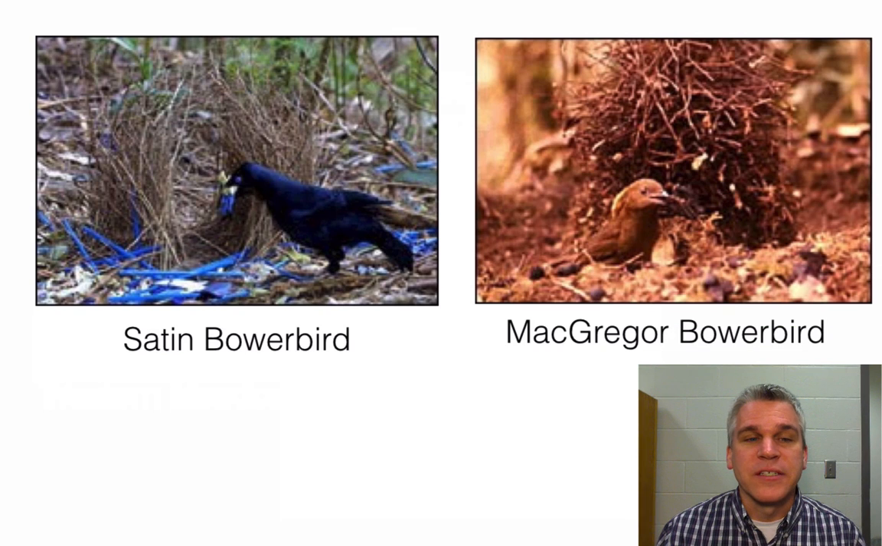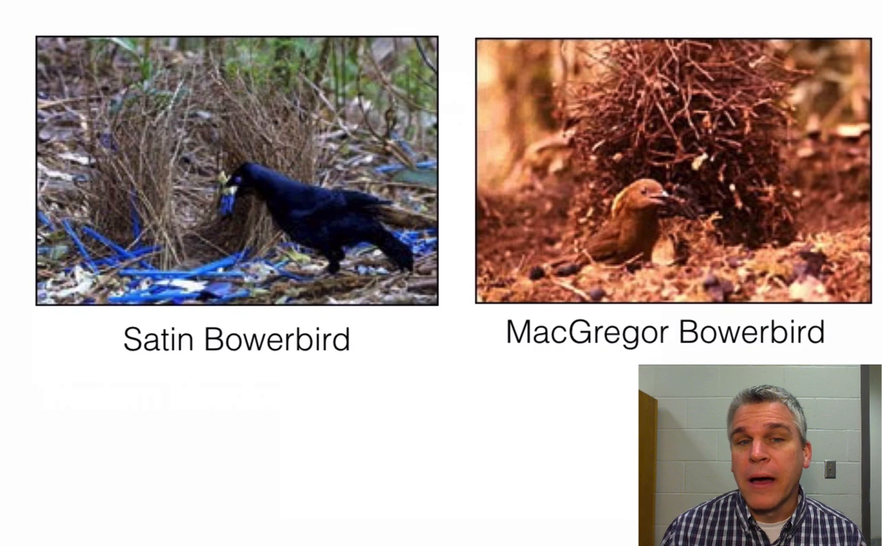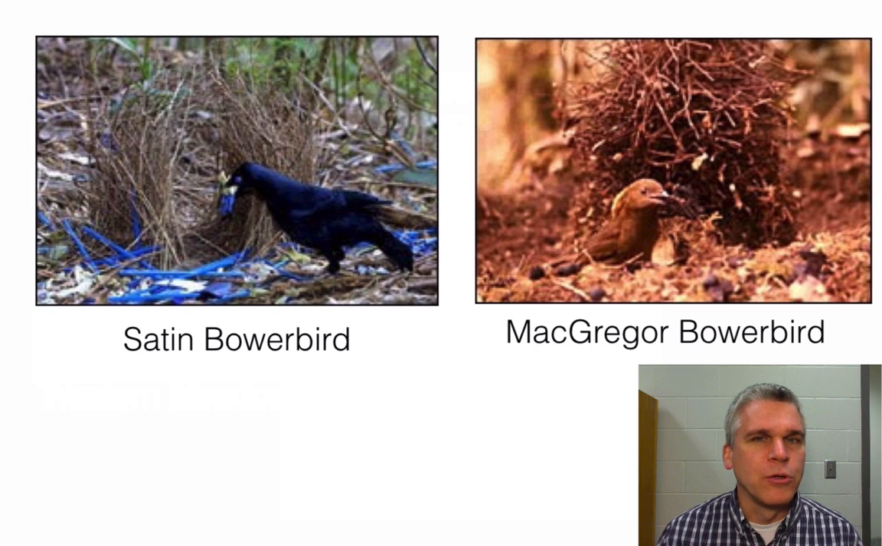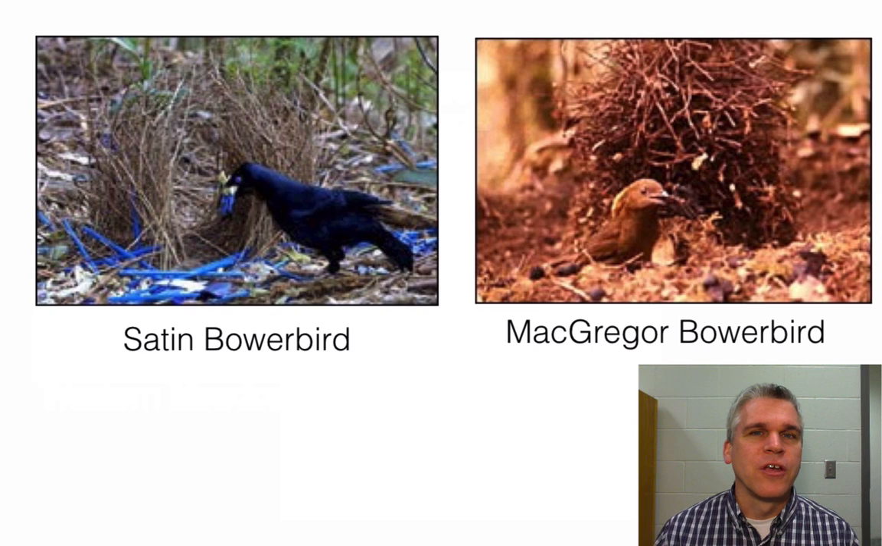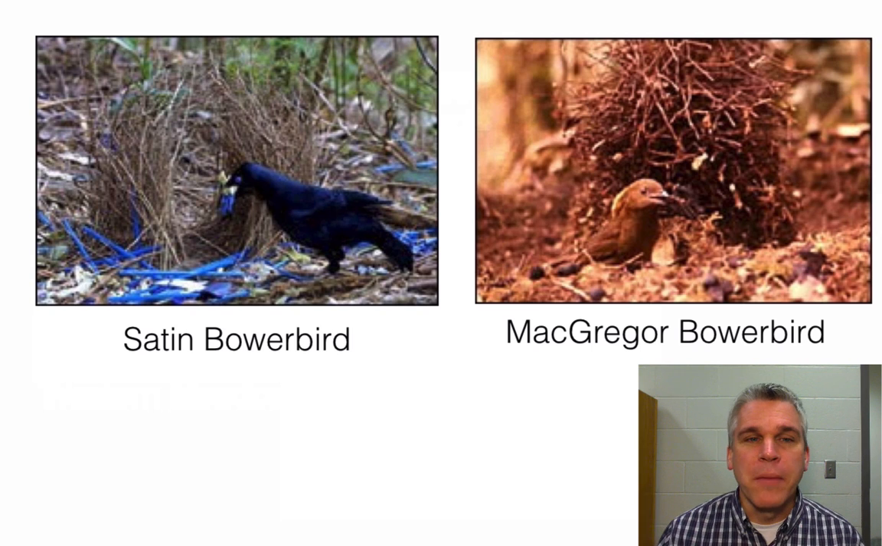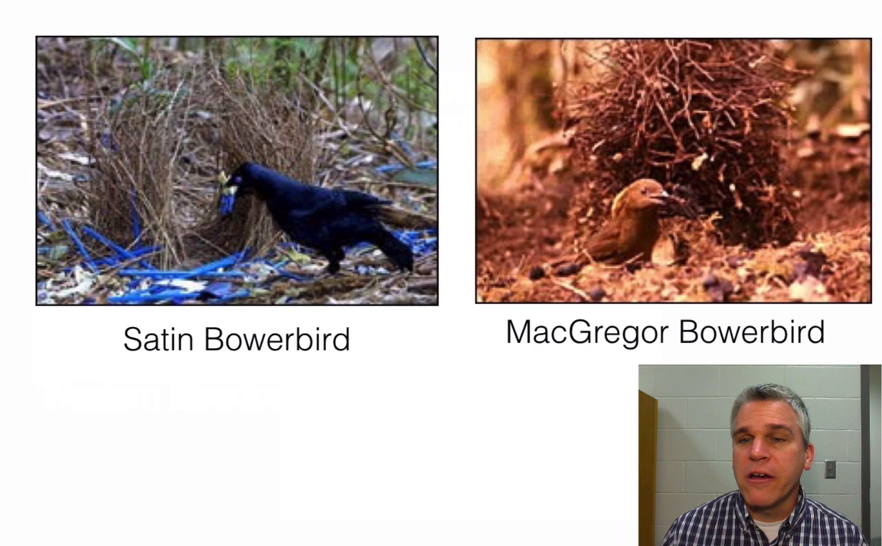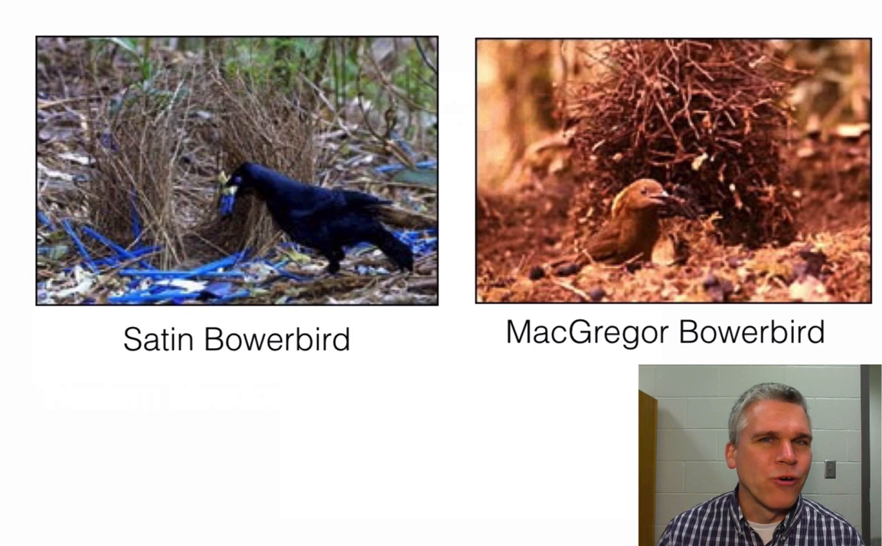Another example of this is the satin bowerbird and the McGregor bowerbird. 2 very similar species, but if you take a look at the satin bowerbird, notice its blue coloration. The females really like the color blue. So the males, when they build their nest, and this is one of those types of birds that builds their nest on the ground, will fly around and try to find anything that's blue. Blue pieces of paper, blue pieces of trash, whatever it is, take it back and weave it into their nests. Whereas the McGregor bowerbirds are looking for things that are more grayish in color.